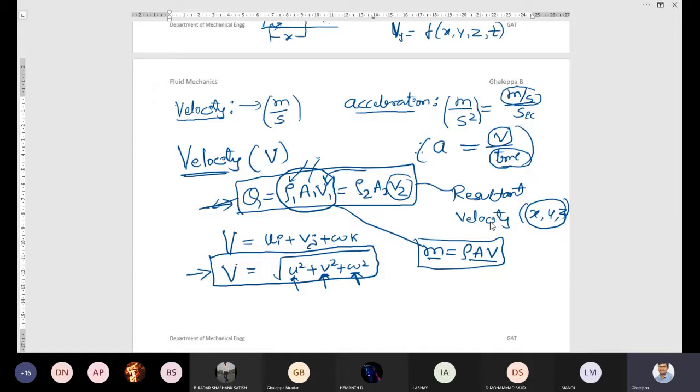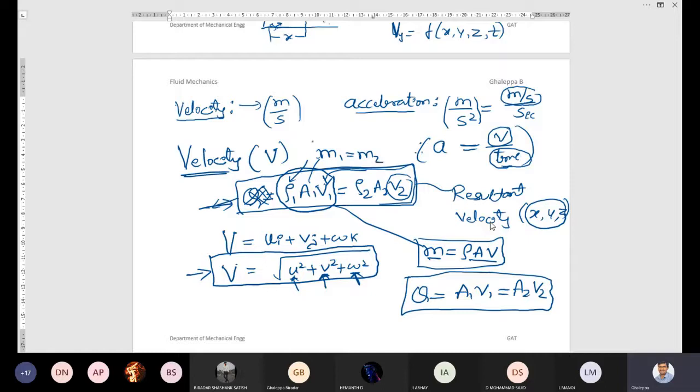For incompressible fluids, what will be the equation of discharge? A1 V1 is equal to A2 V2. Here is the discharge. Because instead of writing here, I will write here Q is equal to A1 V1 is equal to A2 V2. This equation you take M1 is equal to M2. That is mass flow rate, continuity equation, conservation of mass, all are same. Okay, so these are the 3 points.